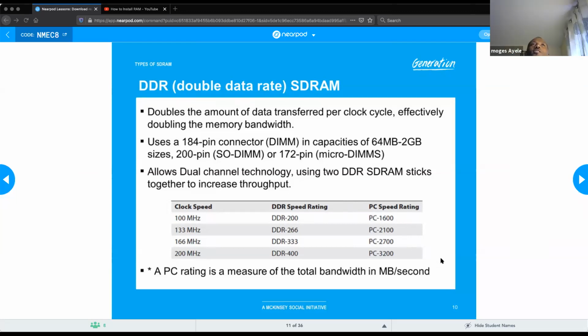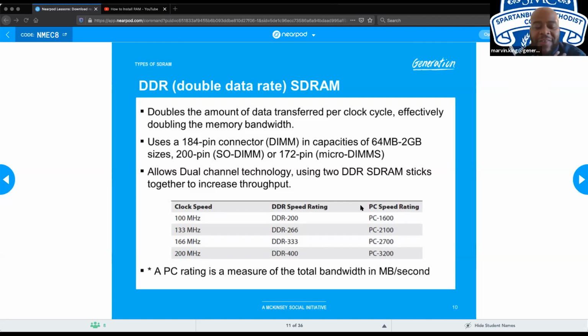To go from speed rating to PC speed, you multiply it by 8. Times 8. And in a question, you may only receive the PC speed rating.